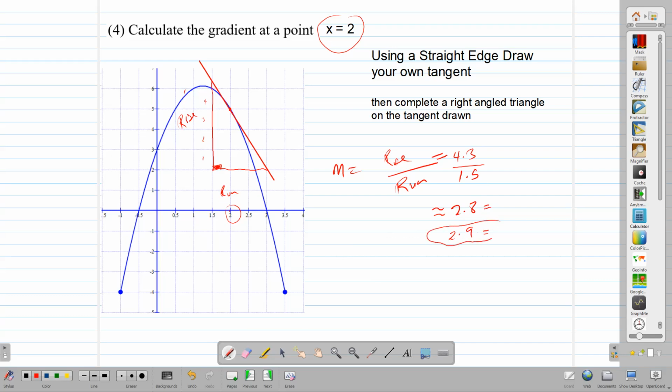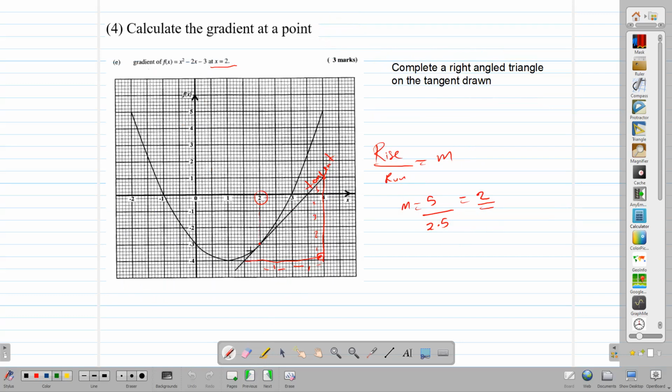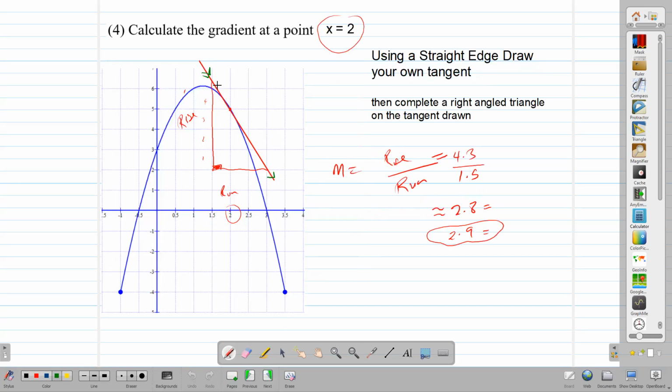However, you need to make a point here about the number that we just found. Because our tangent line is heading in this direction, our gradient is not a positive number. In the previous question, the tangent line was running in this direction, which means that your gradient was a positive number. In this question, the tangent line is going that direction, which means that your answer actually is negative 2.9 or negative 2.8.